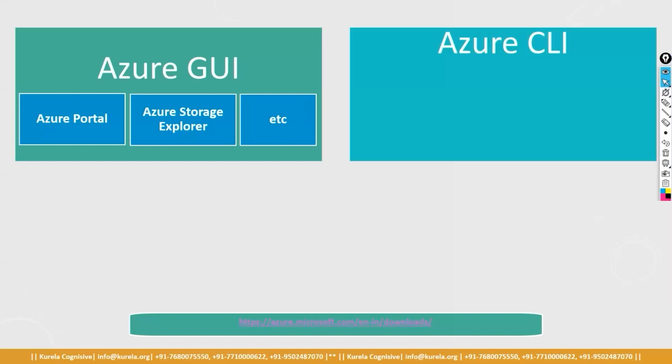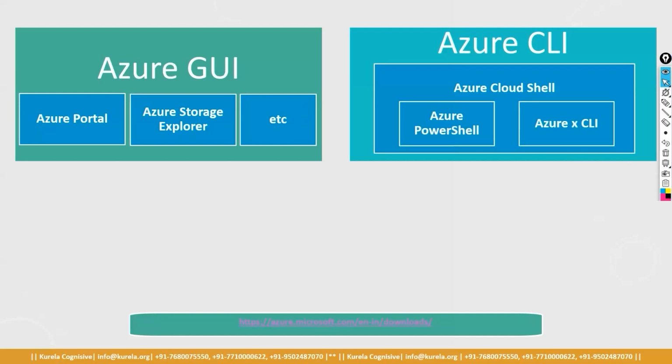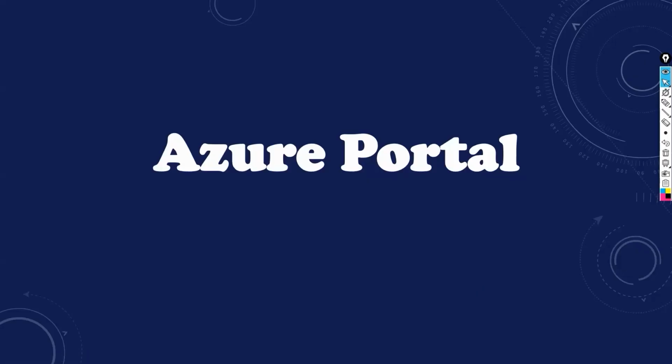We also have CLI options, which is Azure Cloud Shell, a combination of PowerShell and cross-platform CLI. And we also have SDKs, the software development kits, especially for developers. These are some of the options for Azure Services Management. You can go to the downloads if you want to download any of these SDKs or CLI options. Let's explore the Azure Portal.